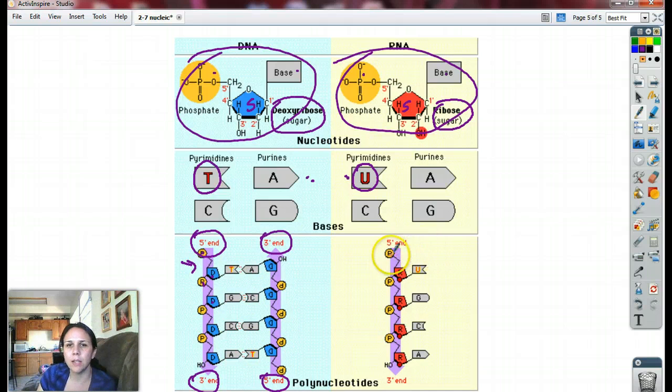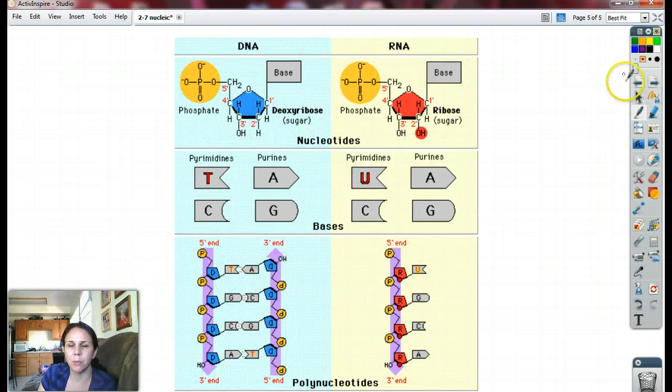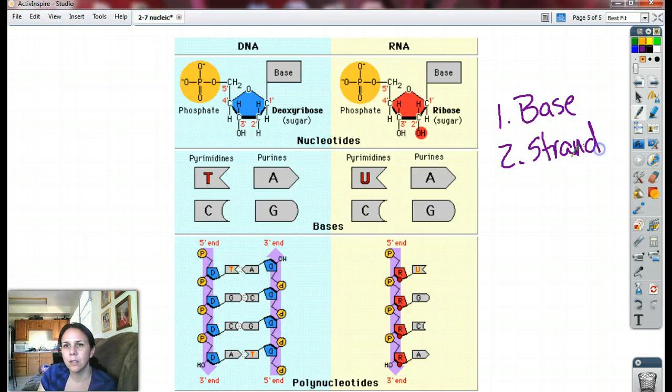And then RNA is just one side. It's just a single strand. So whereas DNA is double-stranded, RNA is single-stranded. So it kind of shows you the 3 fundamental differences between DNA and RNA. 1 is the bases that they have. 2 is the strandedness. And then 3 is the sugar that composes them. Okay, so that shows you the difference between DNA and RNA.